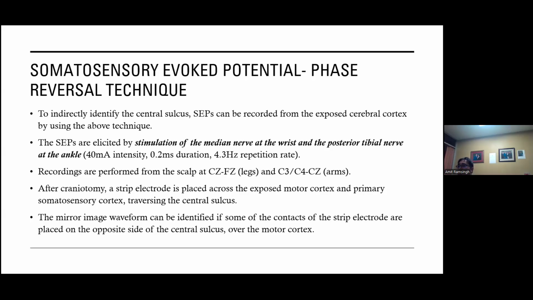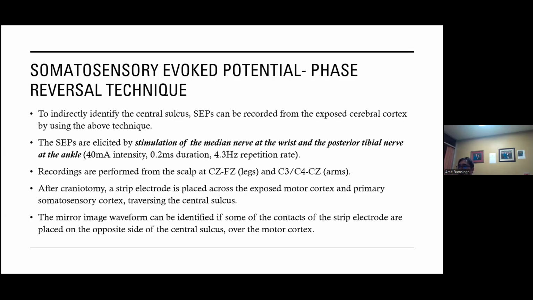Somatosensory evoked potentials can be recorded from the exposed cerebral cortex by using this phase reversal technique. Basically what we do is that we stimulate the median nerve at the wrist, or we could stimulate the posterior tibial nerve at the ankle with the corresponding parameters right there. And we take recordings performed from the scalp, CZ and FZ at the legs, and C3 or C4 or CZ at the arms. And this is in accordance with our 10-20 international system for EEG.